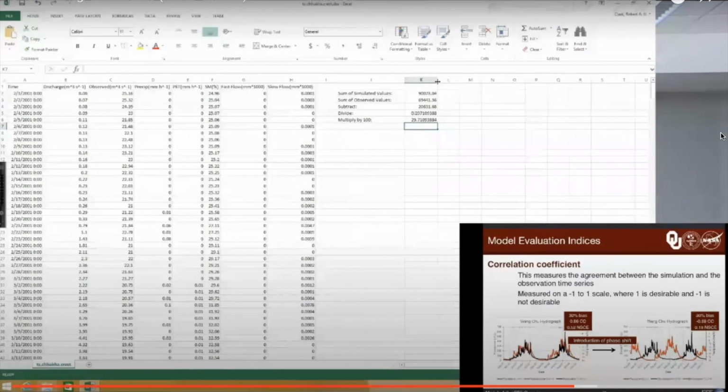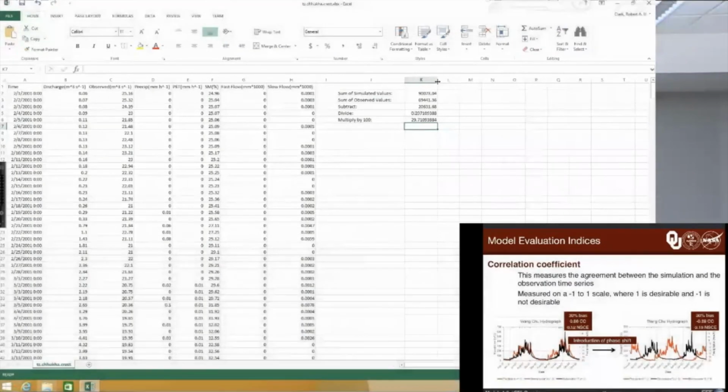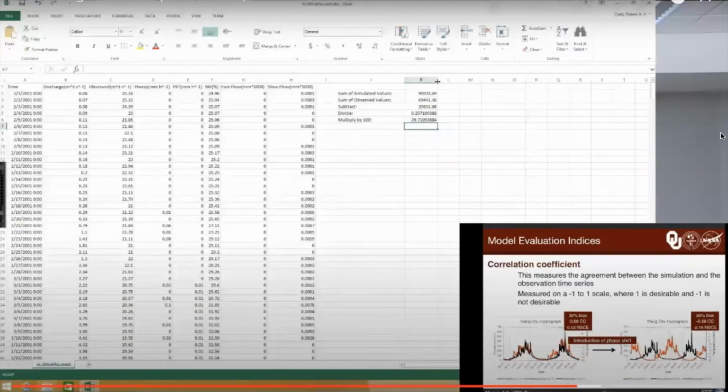You have a negative correlation if you're all the way at -1. You have a perfect positive correlation if you're all the way at 1. And so we're looking for values close to 1. 1 is desired. In this way, correlation is measured on a scale from -1 to 1, where 1 is desirable and -1 is not desirable.